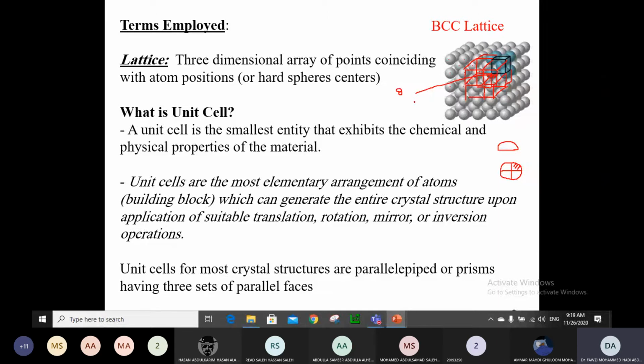Did I make it clearer, or is there any issue still? Clear, doctor. So if we are convinced with this, then we know that each atom is being shared by 8 unit cells. This means that how much of an atom, let's go to this figure.